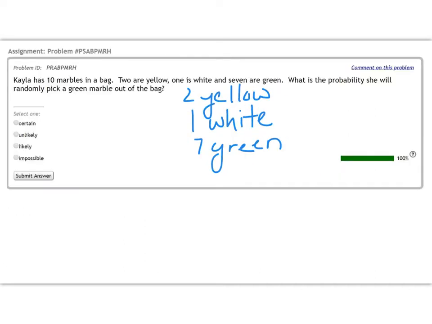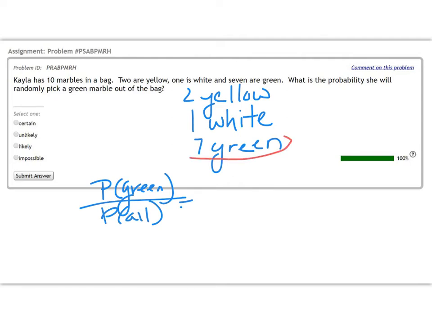All right, in this problem, Kayla has 10 marbles in a bag. 2 are yellow, 1 is white, 7 are green. What's the probability she will randomly pick a green marble out of the bag? So we're looking for the probability of green out of the probability of all outcomes.